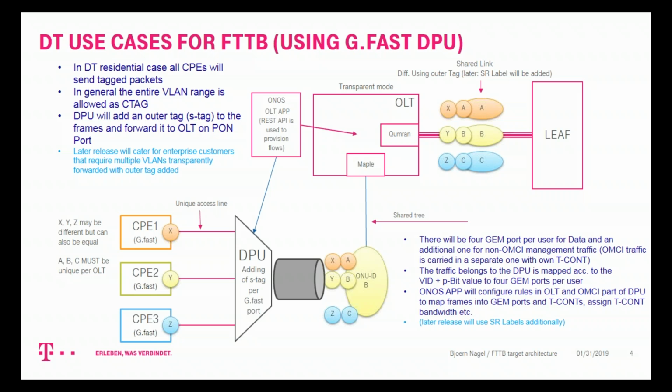The other aspect here is that you see the owner's OLT app is used to control the OLT and the PON part of the DPU. That's more or less all on that.